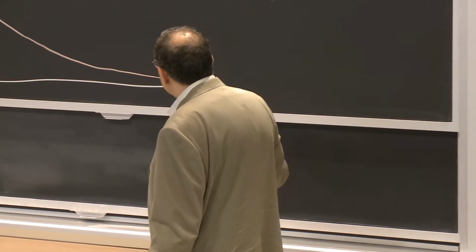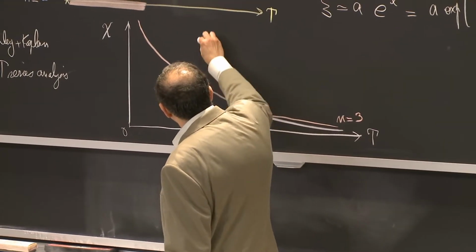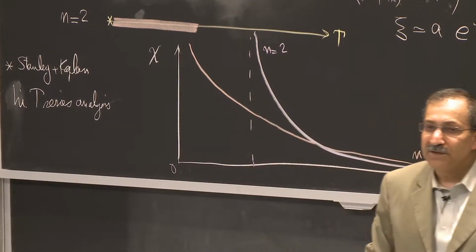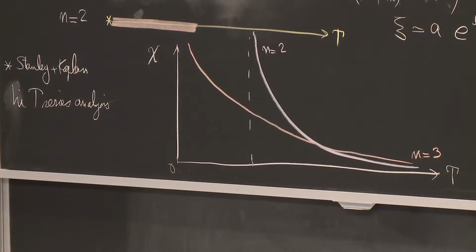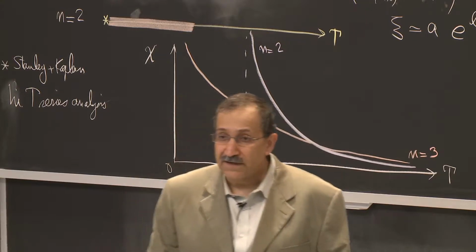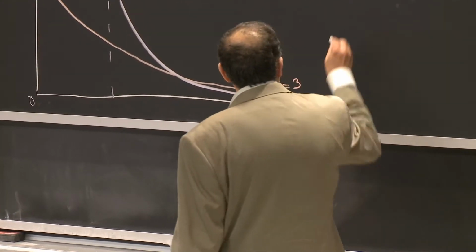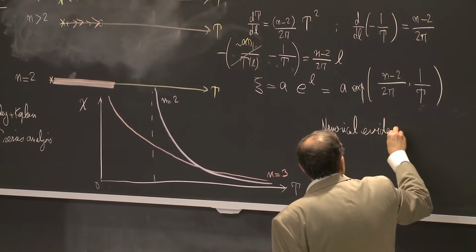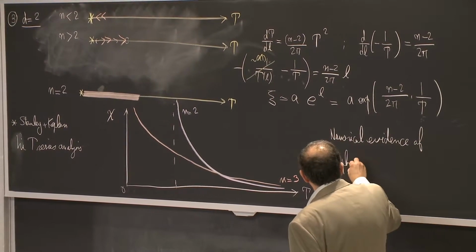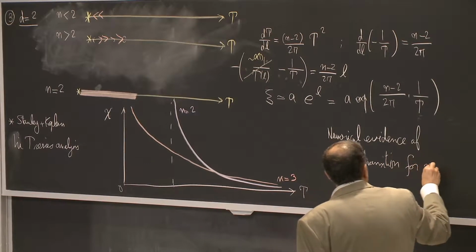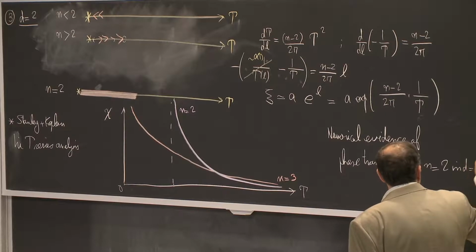Except that when they did the analysis for n equals 2, they kept getting a signature that there is a phase transition at a finite temperature in d equals 2 for this XY model that is described by just an angle. Okay? So there is lots of numerical evidence of phase transition for n equals 2 in d equals 2. Okay?